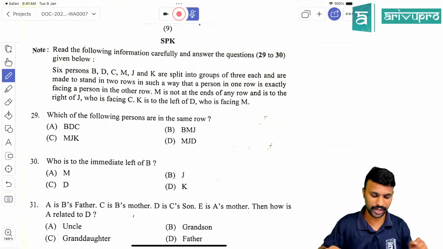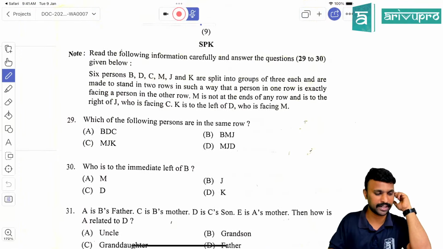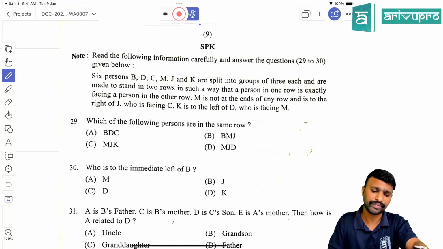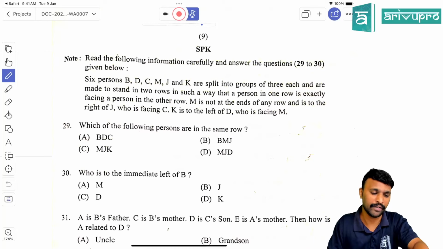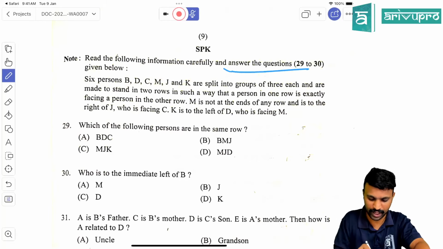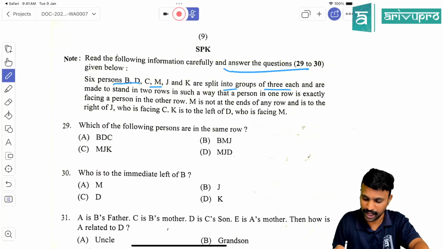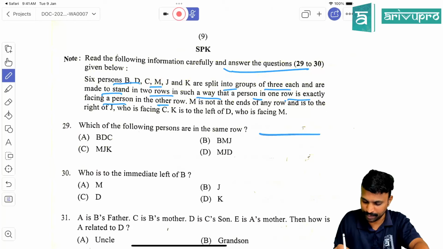Moving on to the next question, question number 29. For 29 and 30, it's the same figure that we have to look into. Guys, what is the question? Read the following information carefully to answer the questions given below. 6 persons B, C, D, M, J and K are split into 2 groups of 3 each, made to stand in 2 rows in such a way that the person in one row is exactly facing the person in the other row. So that means they are in 2 different rows.